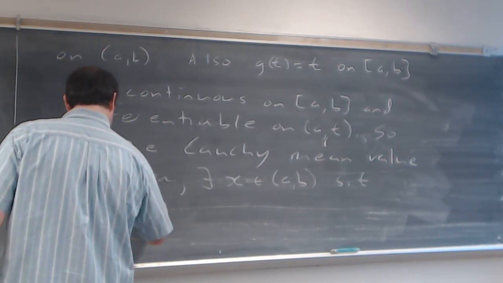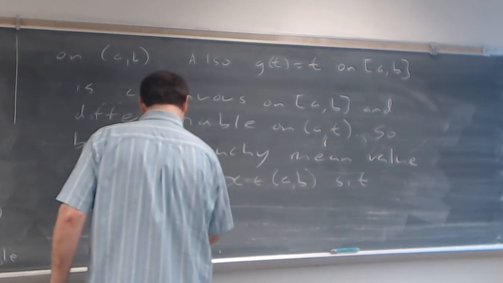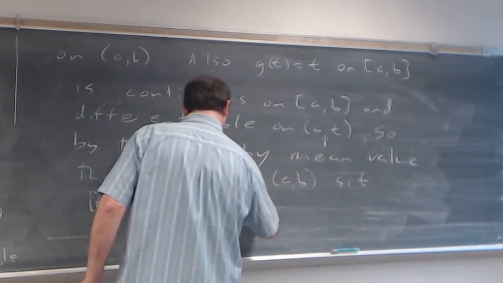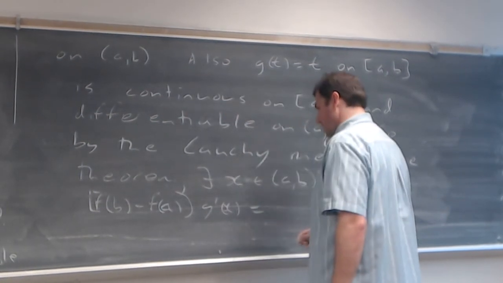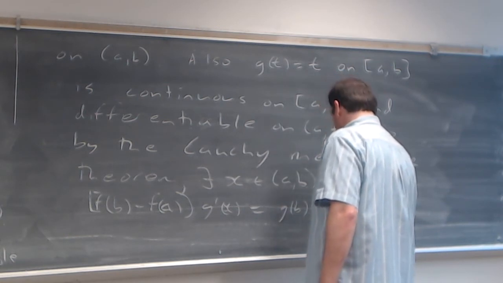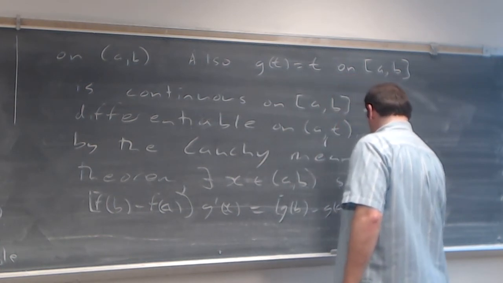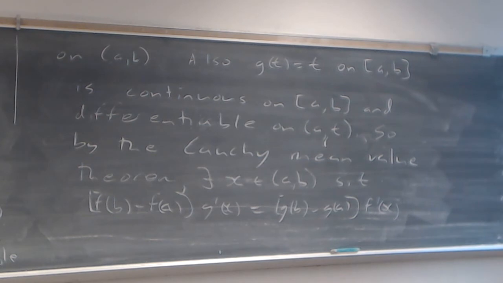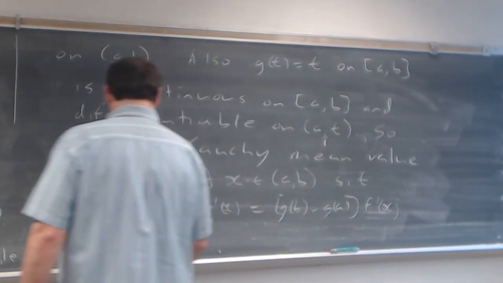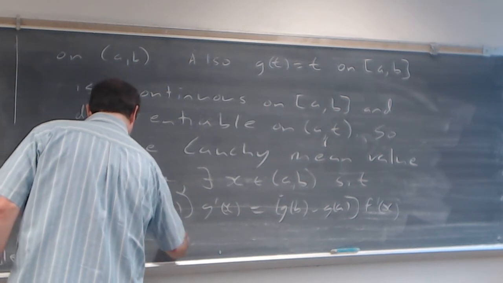f of b minus f of a times g prime of x equals g of b minus g of a times f prime of x. That's by the Cauchy mean value theorem. Okay, so what do we have? We have f of b minus f of a.